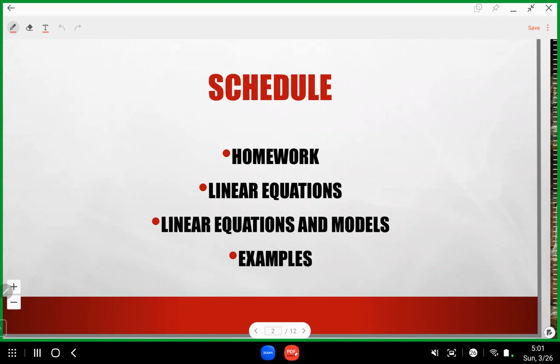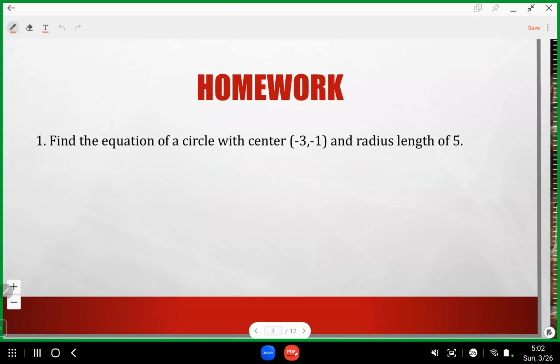And then linear equations. That's basically a review of linear equations because most of you learned linear equations in Algebra 1 anyways. So this is just a little bit of review. The main topic for today is linear equations in models, but it's not too hard. And then of course I'll provide some examples as well. So let's go over to the homework.